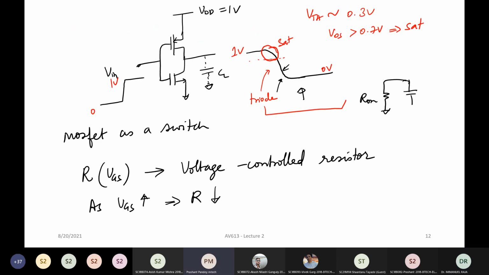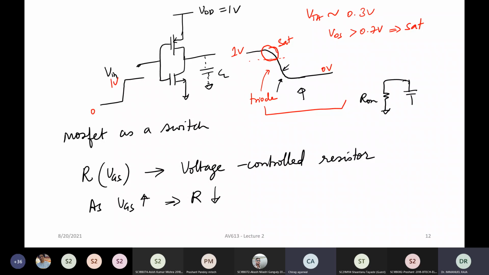Yeah, sir. Okay, sir. Sir, I have one question. You told that ID depends upon VGS and the W by L ratio. So is it depending on VTH also? As for different MOSFETs, the VTH will be different.